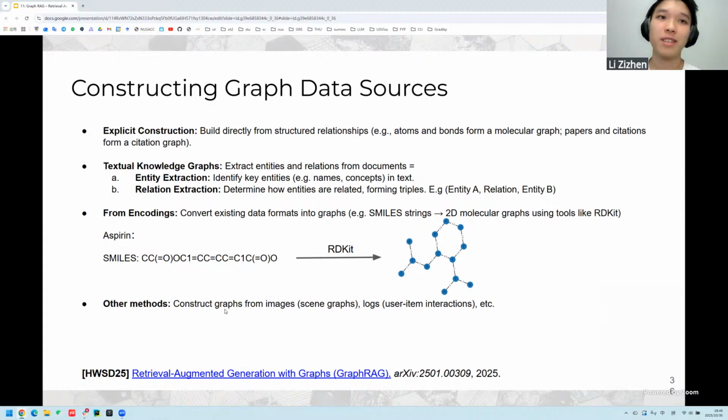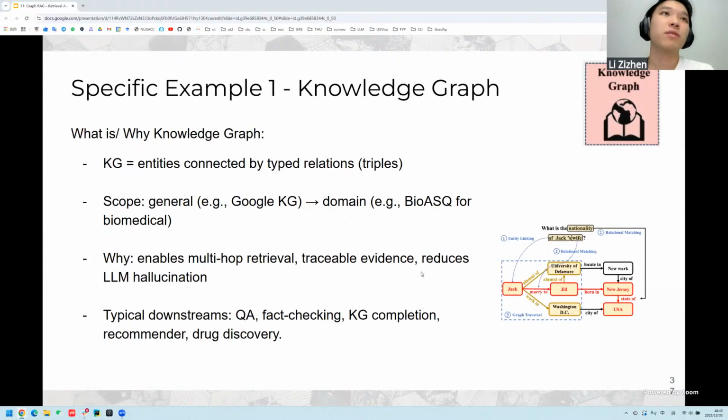You can use some other methods like constructing graphs from images and so on. One specific example is a knowledge graph. It is usually used to connect facts, and the scope can range from very general, like the Google Knowledge Graph, to a very specific domain, like BioASQ. And as mentioned before, this kind of knowledge graph can enable multi-hop retrieval and traceable evidence and reduce hallucination. Some common downstream tasks include question answering, fact checking, and so on.